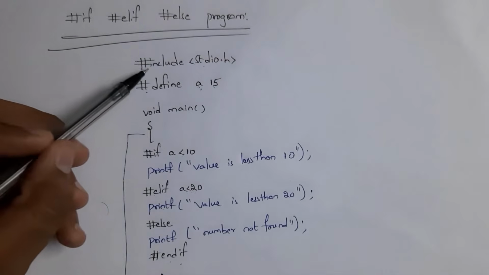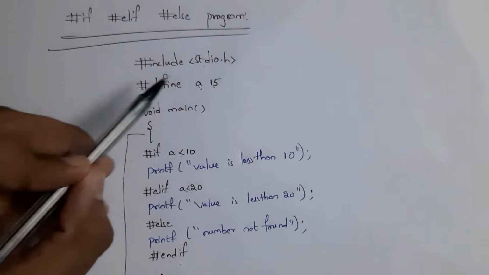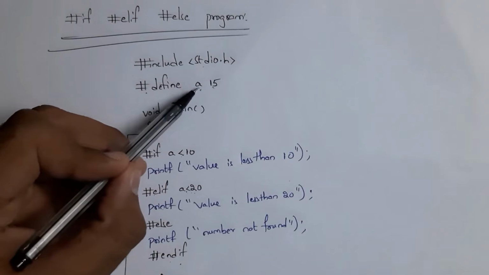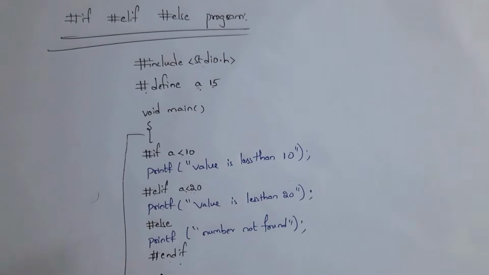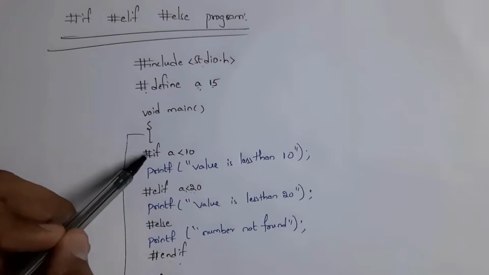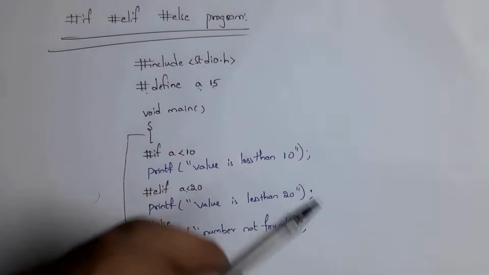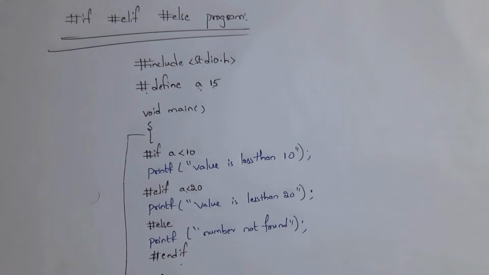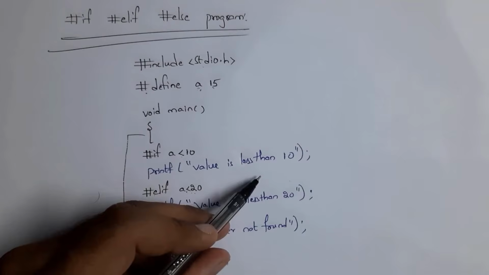At first I wrote #include <stdio.h>. After that I wrote #define a 15. That means I am taking macro a, and the value of this macro a is 15. And inside void main I wrote #if a < 10, printf("value is less than 10"). That means if the value of a is less than 10, then I need to get output as value is less than 10.